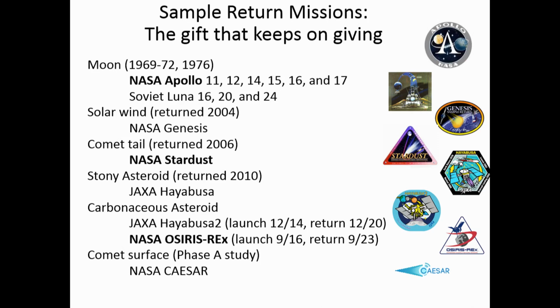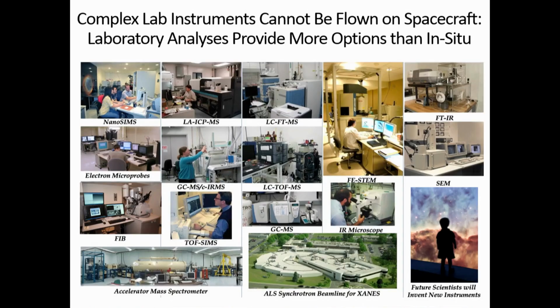So they're really useful. We have lunar samples. We have samples of the solar wind, cometary material, asteroidal material, and we may in the future get comet surface material, depending on what happens with the CAESAR mission selection.